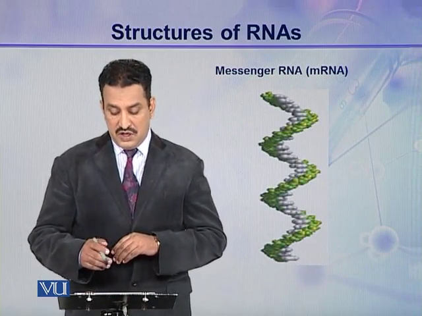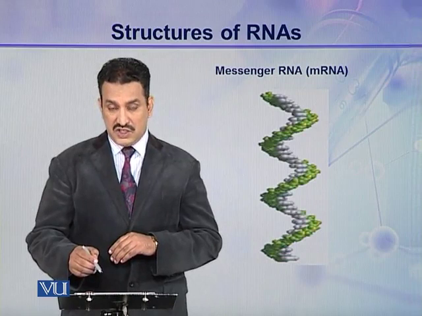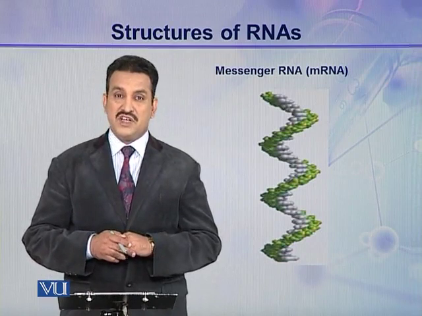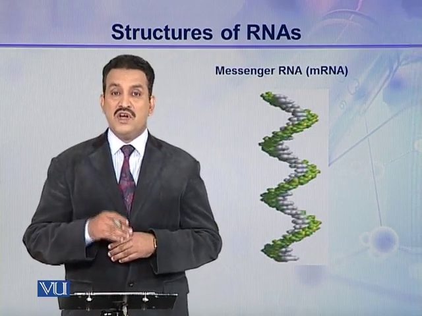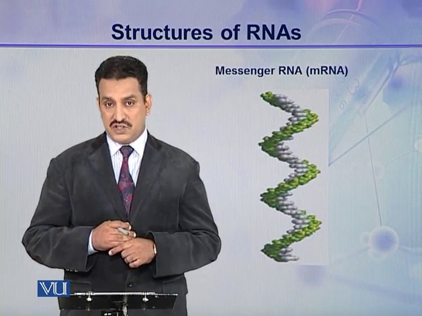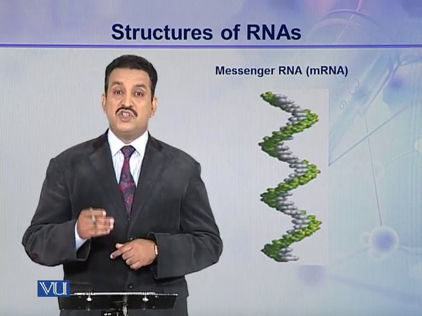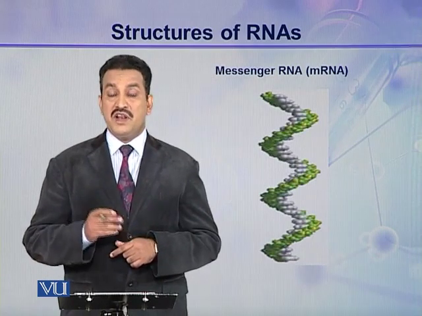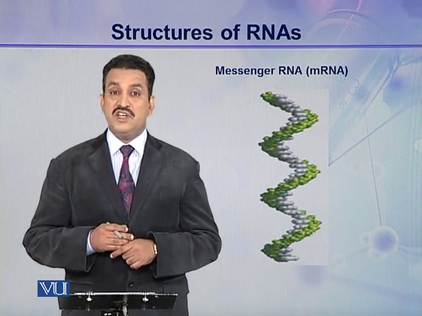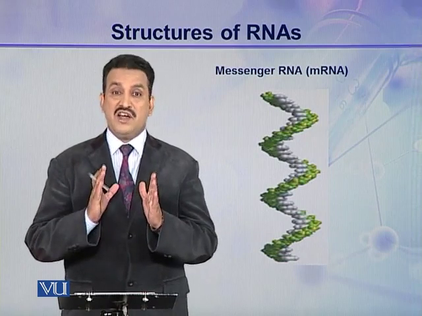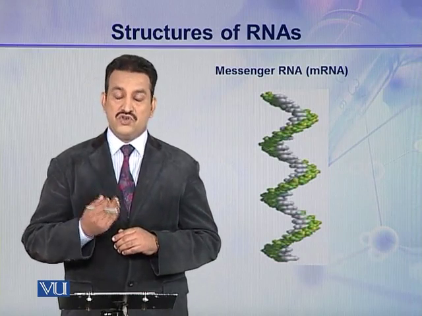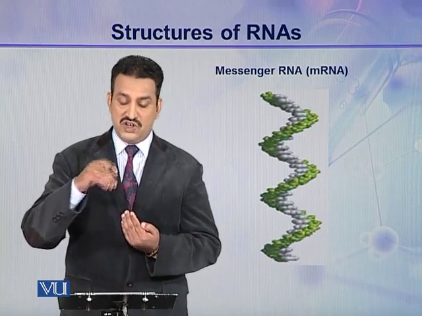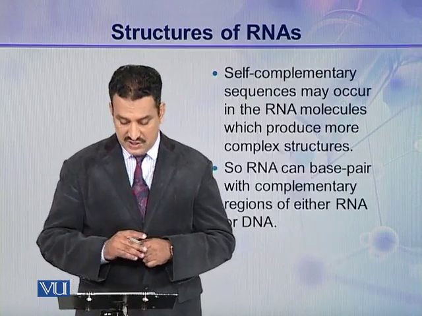In this structure, the white line is representing the nitrogenous bases, while this green line is representing the backbone consisting of ribose sugars and phosphoric acids. So this is a single-stranded helical structure in contrast to the double helical structure of DNA, where two strands are helically coiled around an imaginary axis. But here only a single strand is coiled around an imaginary axis and it forms a helix.